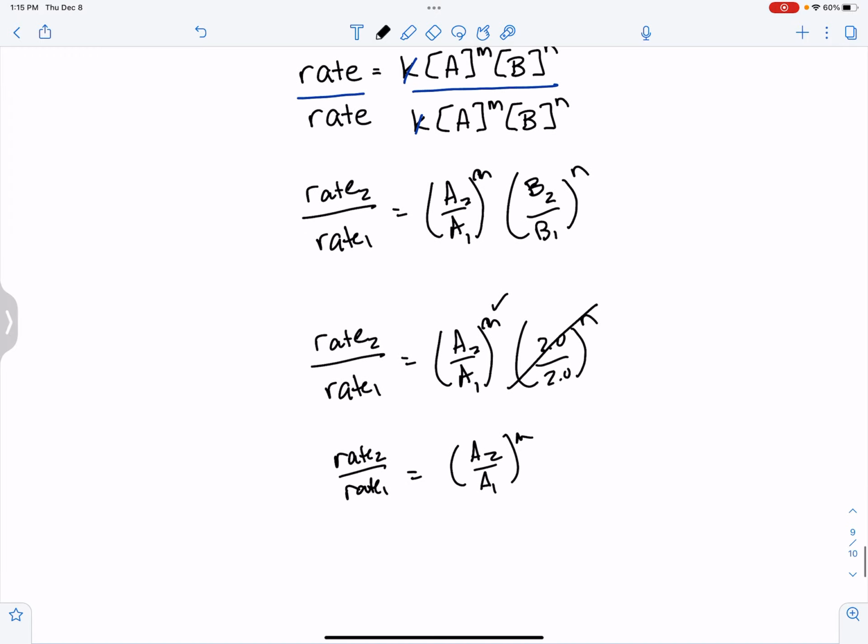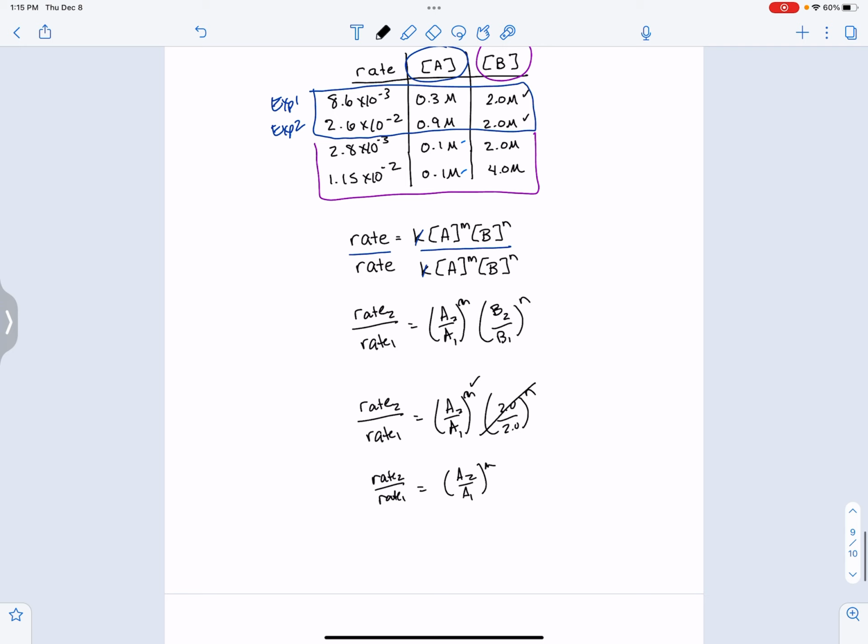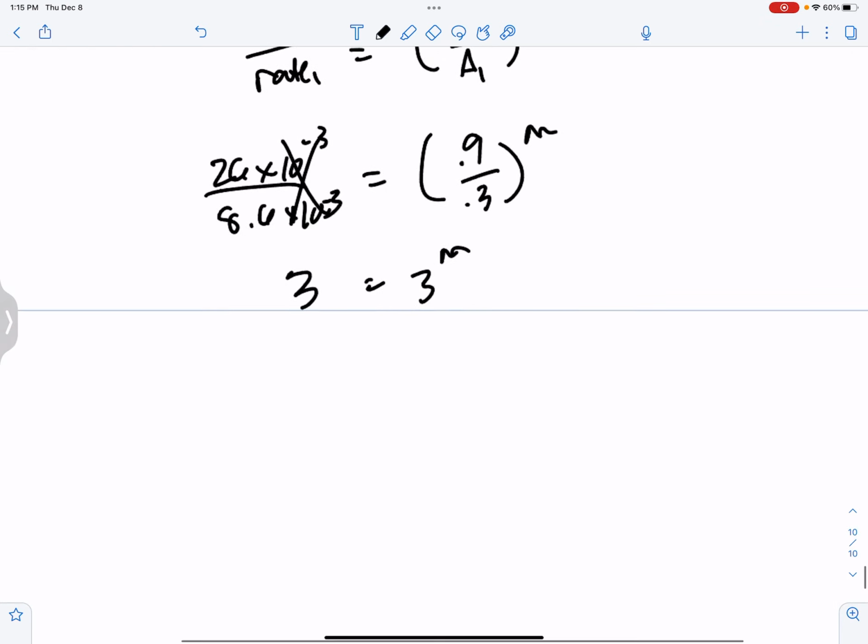That's just the same format as before, and so these are actually the same numbers as before. So if I were to move this over, that would make that to the third, and that would be 26. So we've actually already done these numbers before. So 26 times 10 to the minus third over 8.6 times 10 to the minus third, and the minus thirds cancel. And then A2 is 0.9 over 0.3 to the M. So that tells us we have 3 times 3 to the M. And so when we zoom in, we can say that that's the same thing as saying that M is 1.